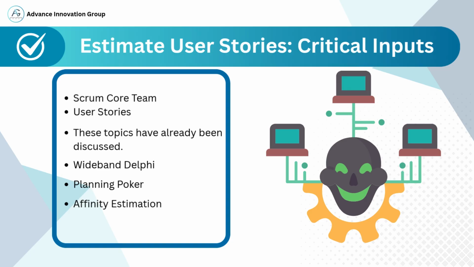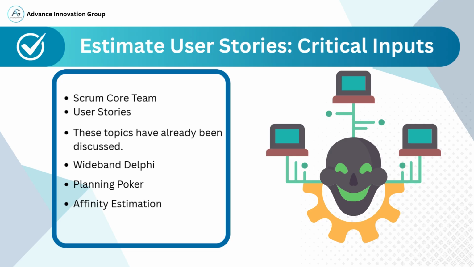3. Affinity Estimation. This technique is used when there are a large number of user stories. Stories are grouped based on relative sizing, for example, small, medium, large. It's a fast way to estimate and is often done using visual aids like sticky notes or digital boards. It's very effective in early stages when backlog grooming is still in progress. Each of these methods fosters collaboration, objectivity, and transparency, which are essential Scrum values.